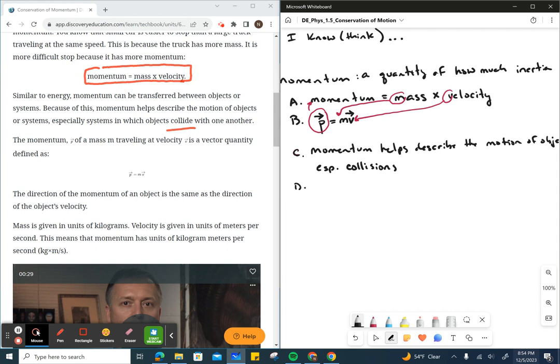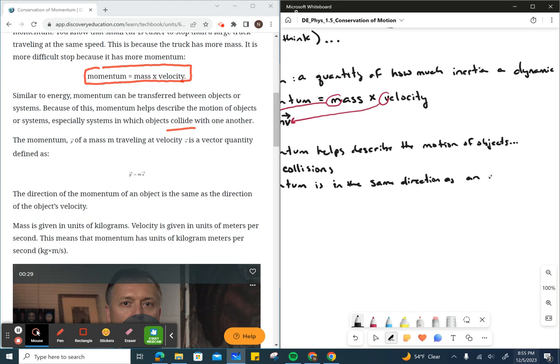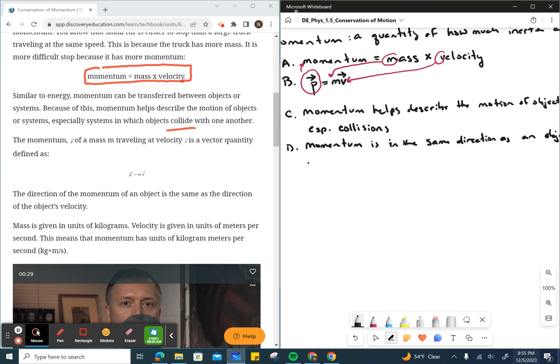We also could say that momentum is in the same direction as an object's velocity. Okay.